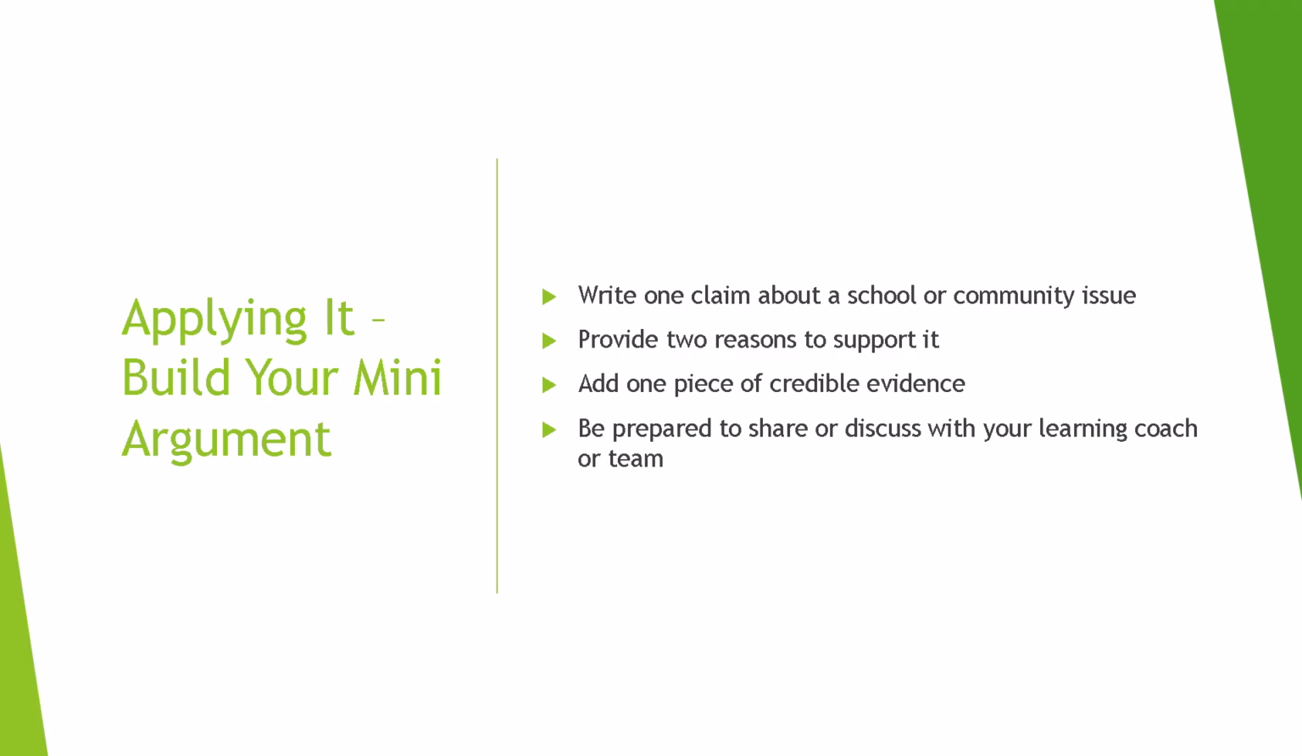So let's put everything together here. We want to write one claim about a school or a community issue, something that's meaningful to you, like cafeteria food, start times, phone policies, whatever. And then we want to add 2 logical reasons that explain why your claim makes sense. And then finally, we want to include 1 piece of credible evidence to back it up. This should come from a study, a statistic, or a credible article. We want to be sure to share our mini argument with a partner or our learning coach. The goal here is to see how these parts, the claims, the reasons, the evidence, how they're working together to form a persuasive, logical statement.